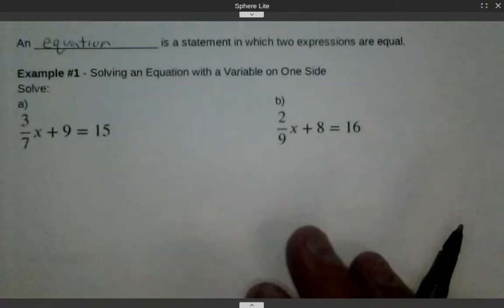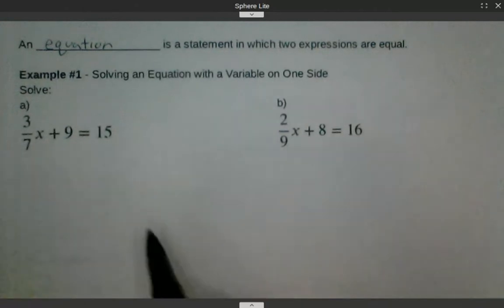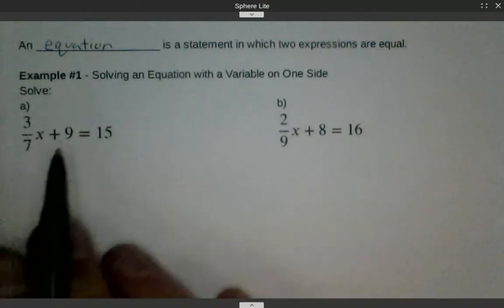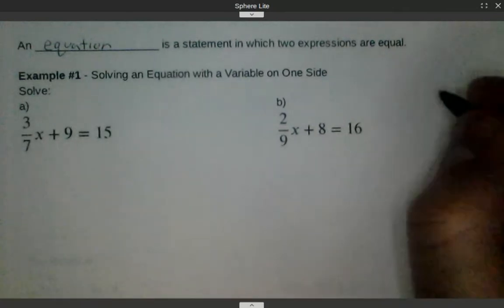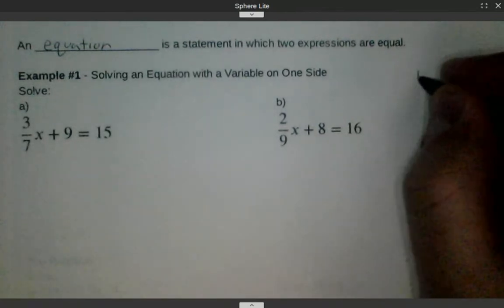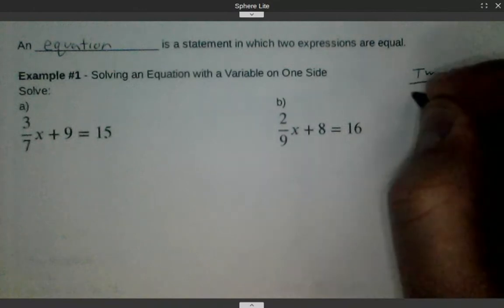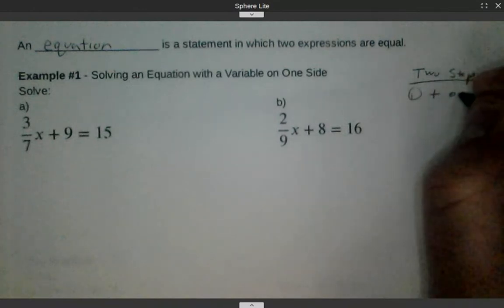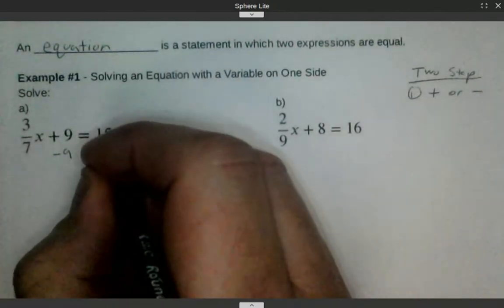On to the first problem. Number one, I'm going to try and do most of these problems without using a calculator so that way you can see the steps and how they go. So for this first step, anytime I have a two-step equation, I always want to add or subtract first. So in this case, I'm going to subtract 9 from both sides.